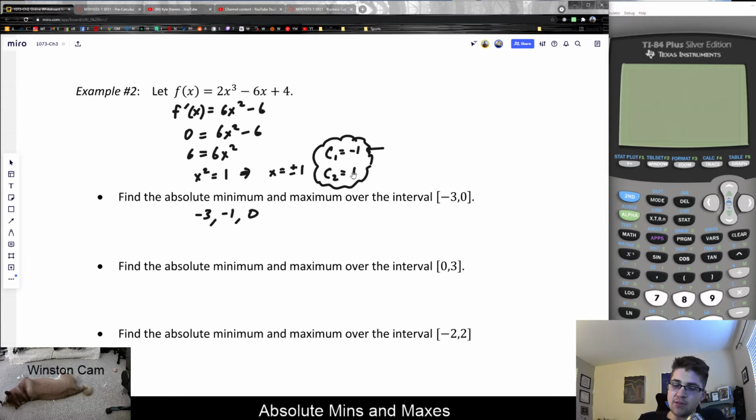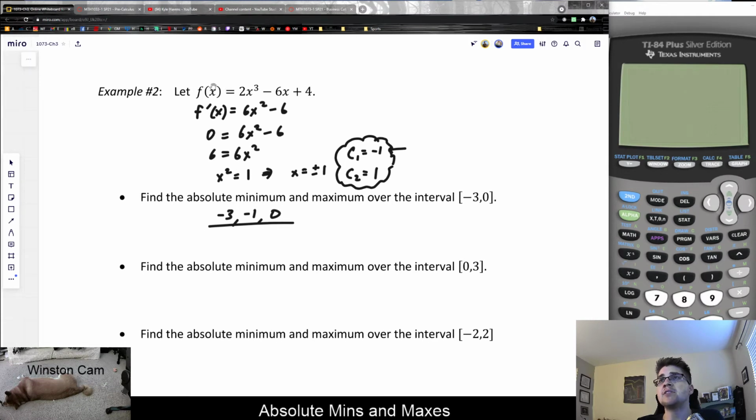And then I evaluate each of those in f of x. So I would want to take f of negative 3, f of negative 1, and f of 0 in order to solve those. I'll just erase that, but that's what I'm doing next. Now evaluating each of those, again plugging into the original, not the derivative, we'll start with 0 because that's really easy. Plugging in 0, we get 4. So that would be 0. We need to find them all before we can determine which is the min and max.